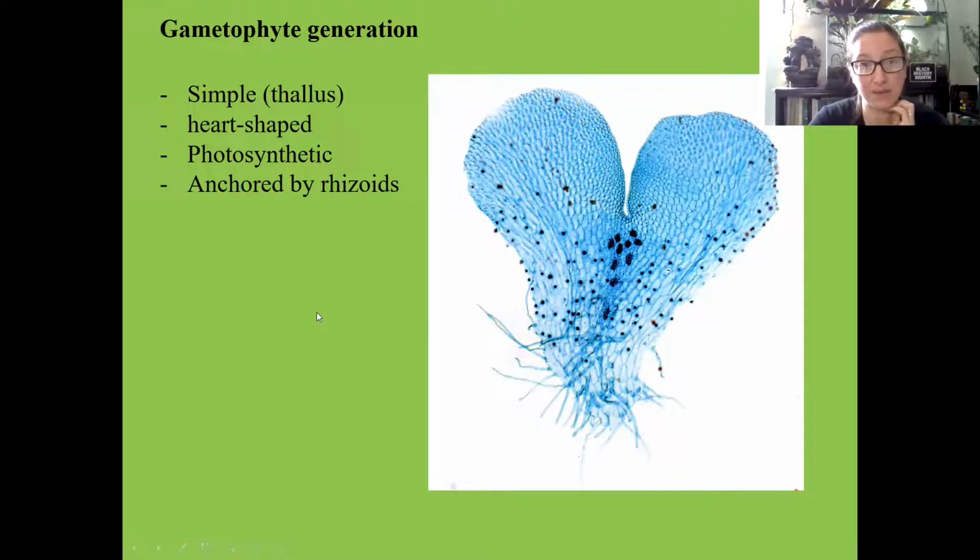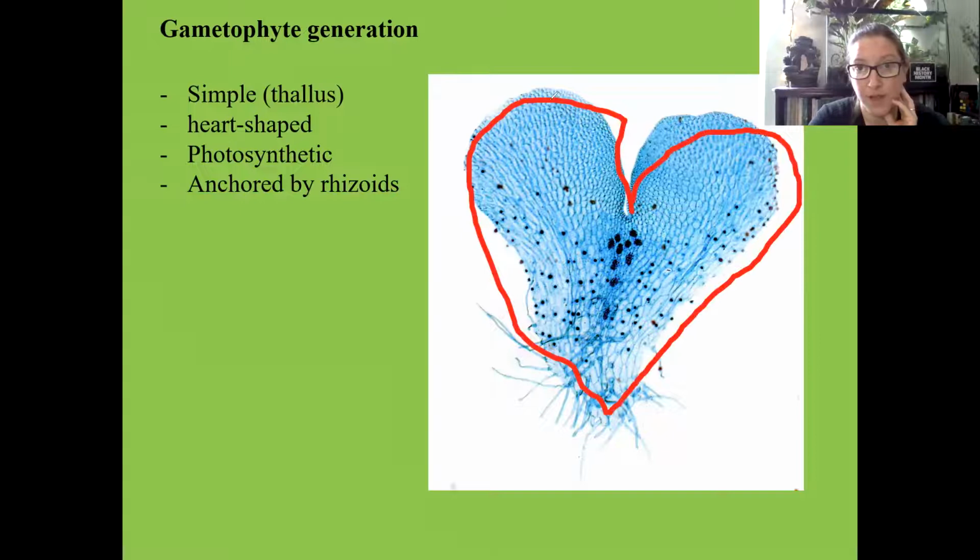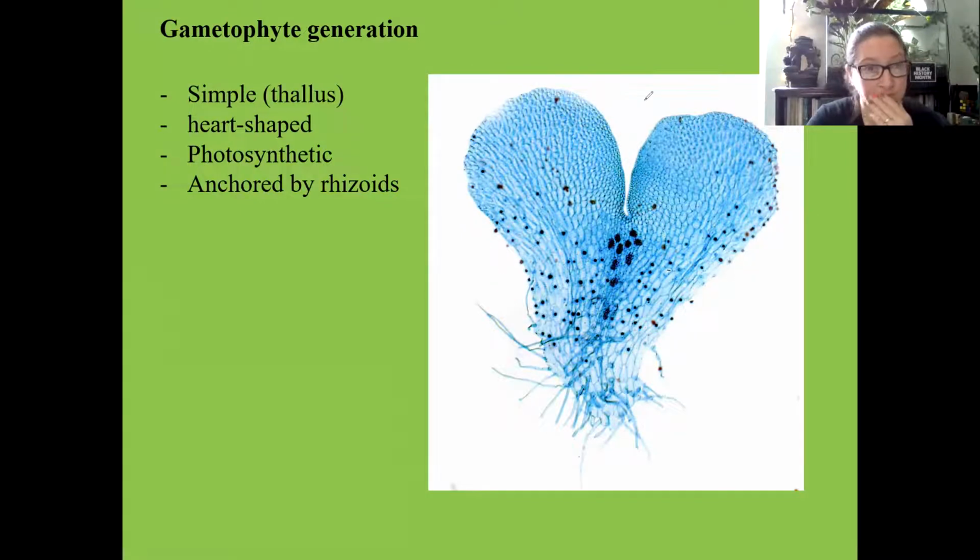So the gametophyte plant in the ferns is a simple thallus, it is heart-shaped, right? It is heart-shaped. It is photosynthetic. Here's the heart, right? Heart-shaped. And it does have rhizoids, here they are down here, that attach it to whatever it's growing on.